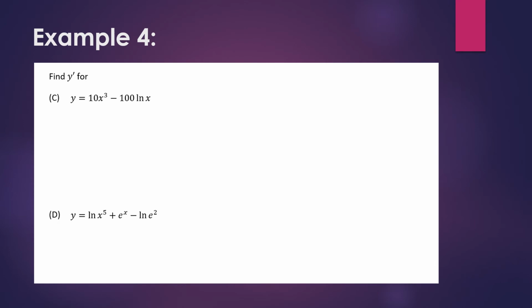A couple more examples, just so we can keep taking a look at this. It says find y prime for y equals 10x cubed minus 100 ln x. Well, that means that y prime, this power rule, so we're going to get 30x squared minus 100 times 1 over x. So that's 30x squared minus 100 over x.